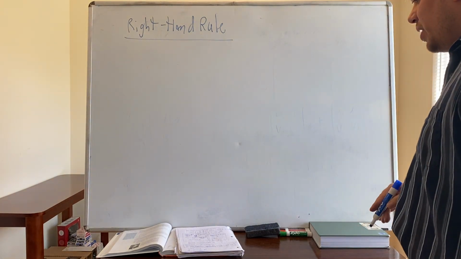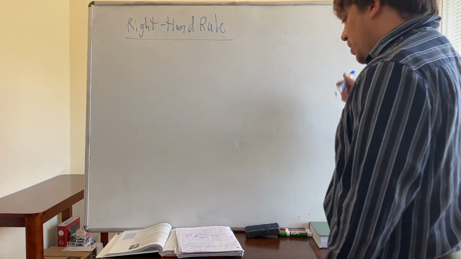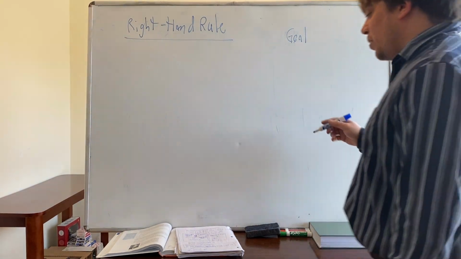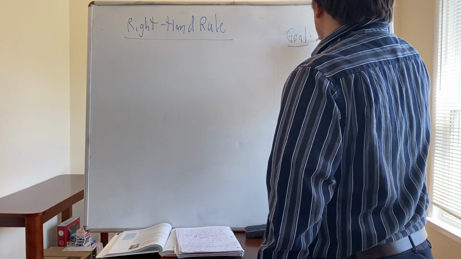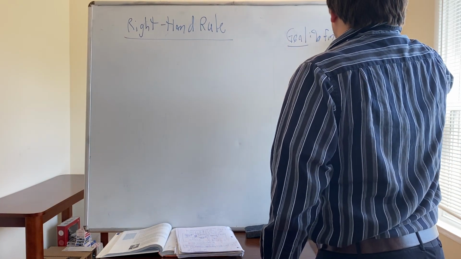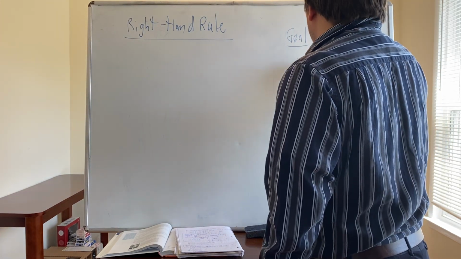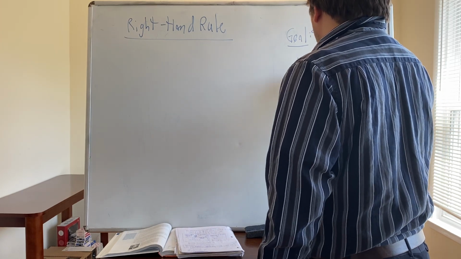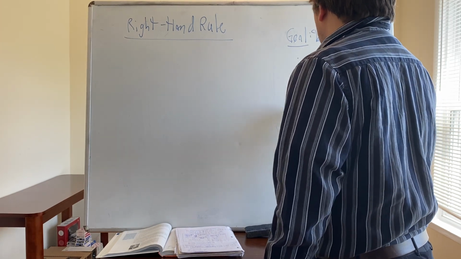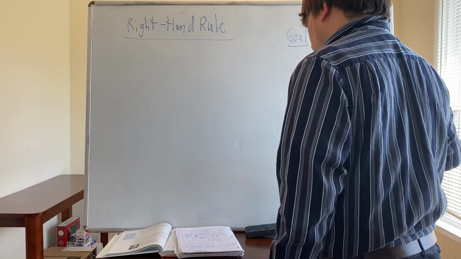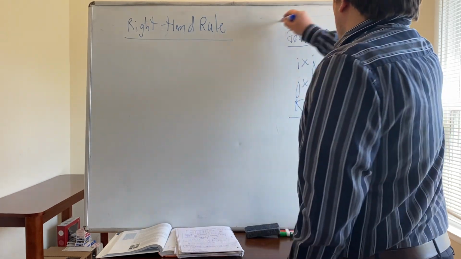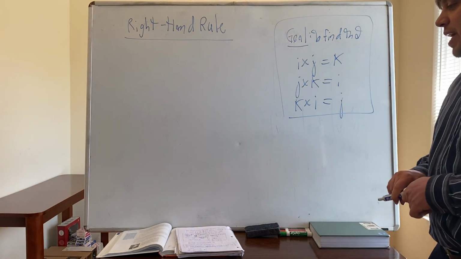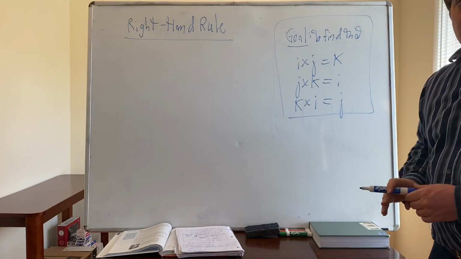The goal of the right-hand rule in this context, to start understanding what it means, is going to be to find that i cross j is equal to k, and that j cross k is equal to i, and that k cross i is equal to j. So we used our picture earlier to write down these equations to remember what they were. And now we're going to use the right-hand rule to see these equations.